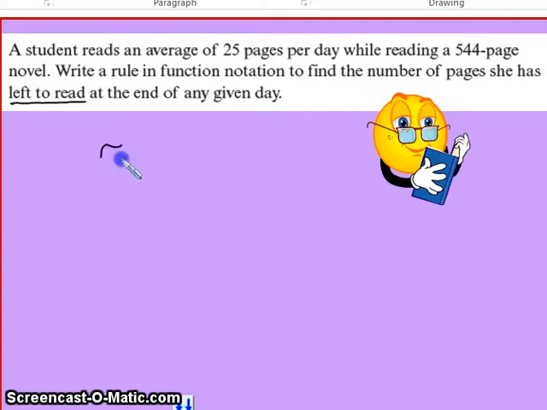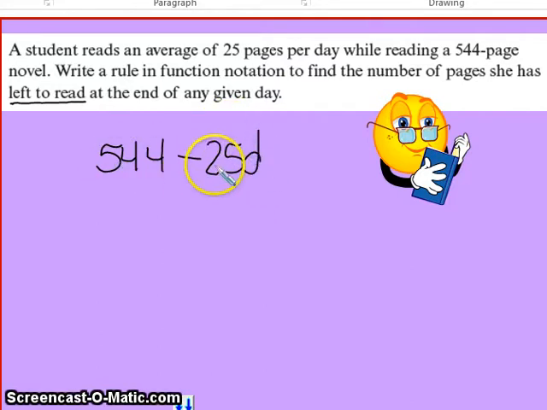Now she's starting out with 544 pages. And we're going to subtract how many pages she reads per day. Now she reads 25 pages per day. So if she reads for one day, we subtract 25. If she reads for 2 days, we would subtract 50, because 25 for the first and 25 for the second. If she reads for 3 days, we'd subtract 75. So basically, we're multiplying how many pages a day she reads by how many days she has read.